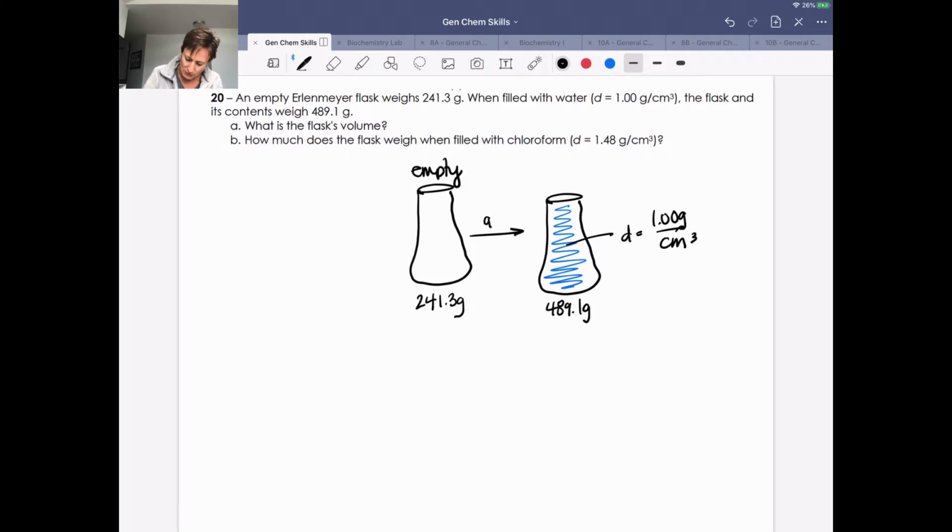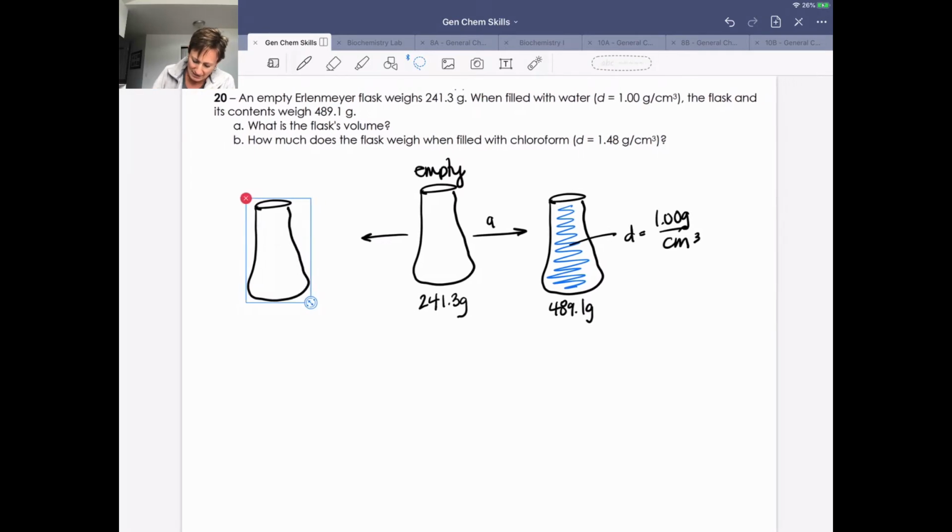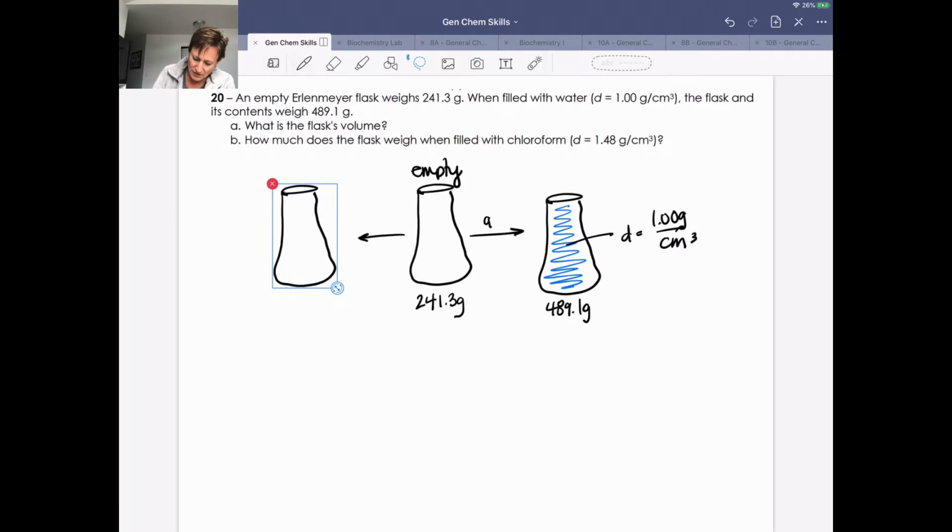So for part A, we actually can use this information from knowing the mass of an empty flask, the mass of a flask full of water, and the density of water to be able to figure out what the flask's volume is. Then we need to use that piece of information separately, because then we're going to fill it with a different substance. So in our next part here, we're going to take our flask and fill it with chloroform.